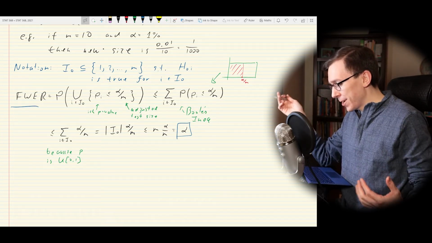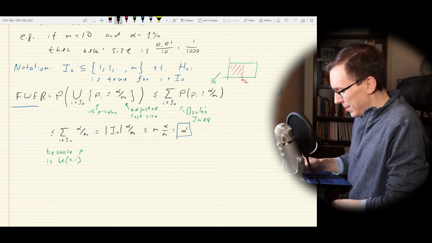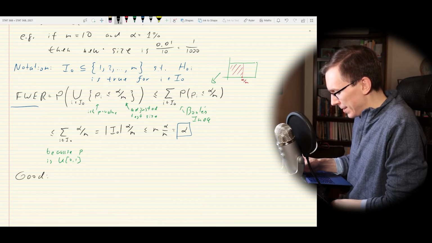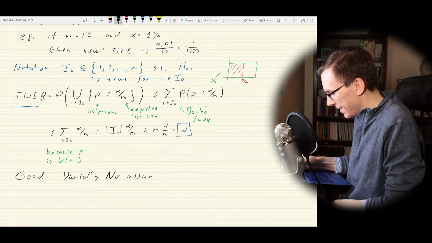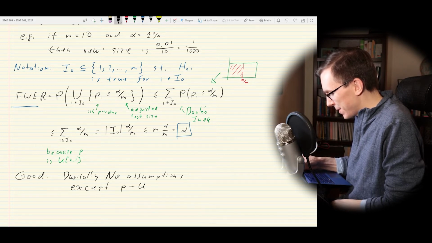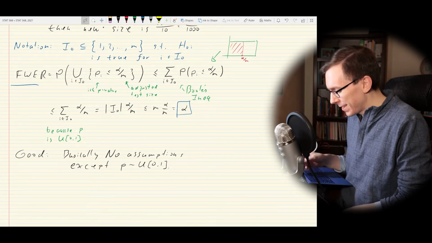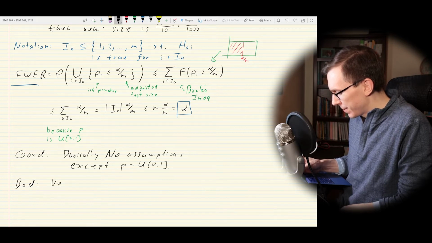Now, okay, so that's straightforward, but the idea is that the good things are that basically there are no assumptions except p being uniform 0, 1. So Bonferroni's method really does apply to just about everything. The bad is that it's very conservative.